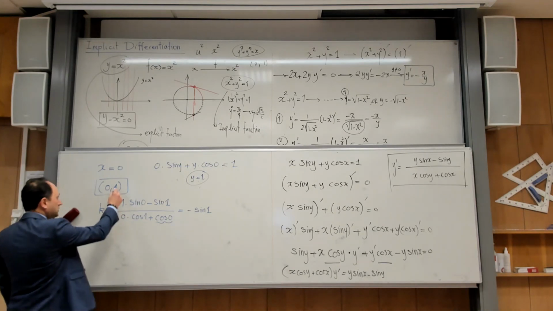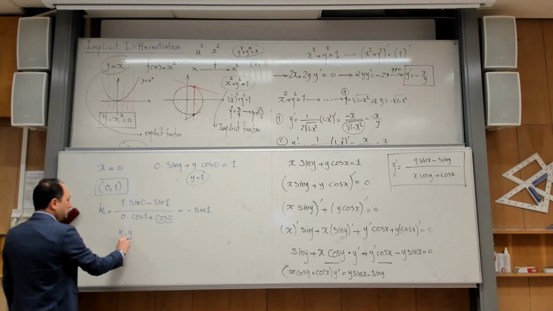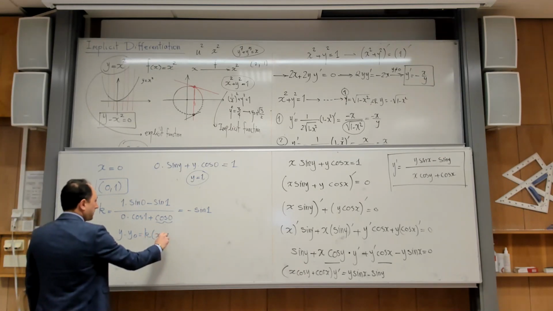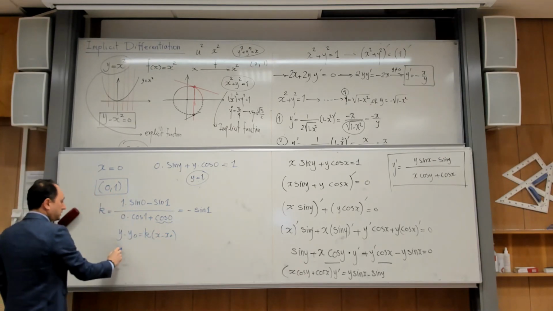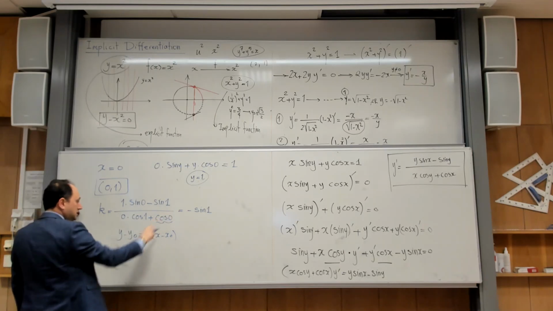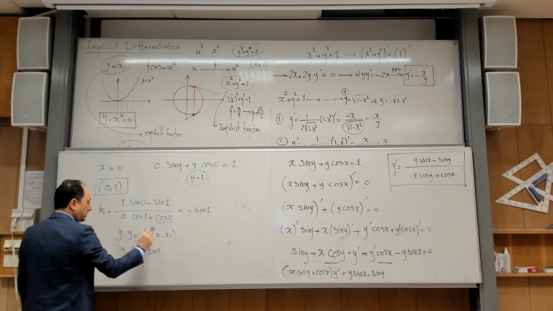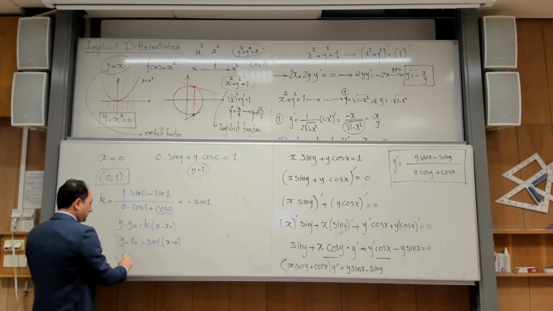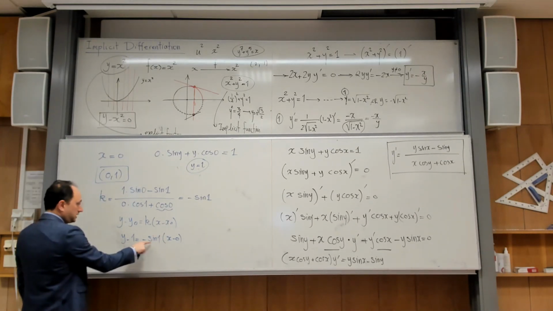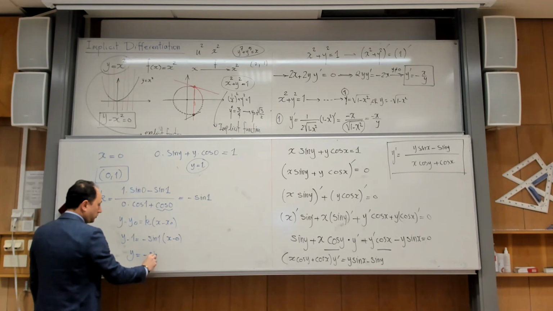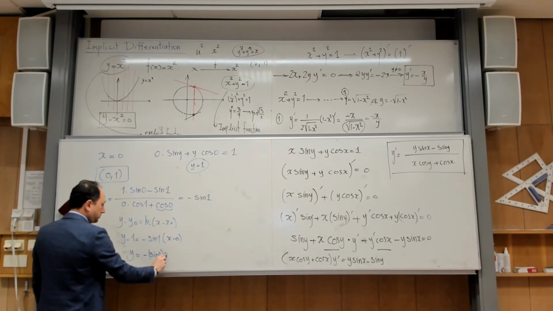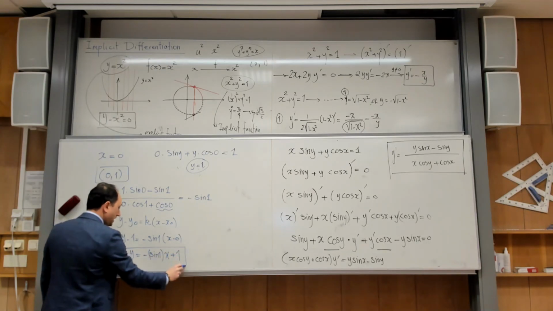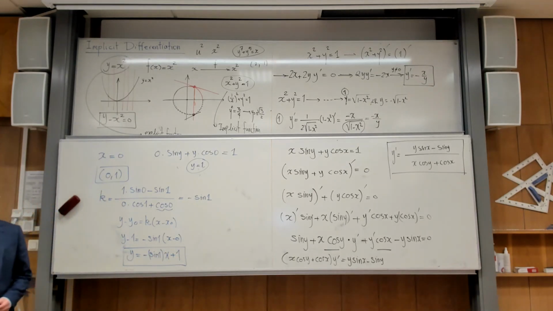And then I would write my equation: y minus y node is equal to k times x minus x node. Y node is 1, so this becomes y minus 1. K is this number, minus sine of 1 radian, and x minus 0. So this becomes minus sine of 1, whatever it is, multiplied by x. Then I move minus 1 to the other side. So this is an equation for your tangent line.